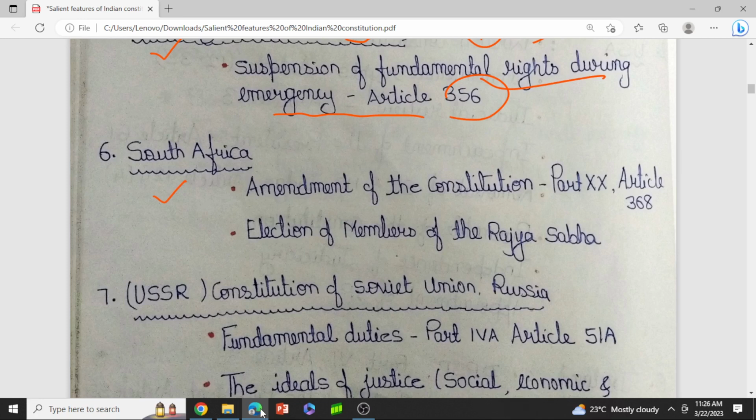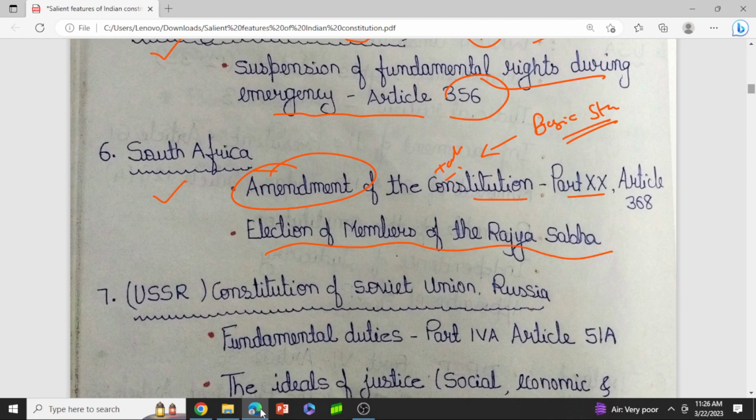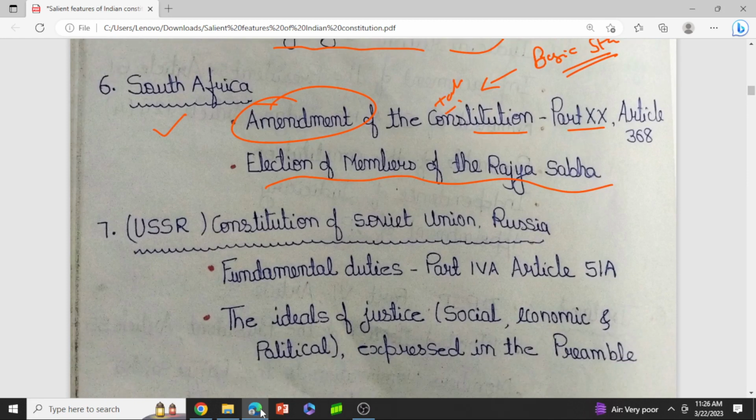From South Africa, amendment of constitution. So this is what we are going to study in the basic structure of constitution. How the constitution, how things can be added to the constitution, how things can be removed from the constitution. So this process of adding and removing the things from the constitution is called as an amendment. So there is different methods through which the constitution can be amended. This process of amendment taken up from South Africa, given in the part 20, article 368, election of members of Rajya Sabha. So now how members of Rajya Sabha would be elected, the process taken up from South Africa.